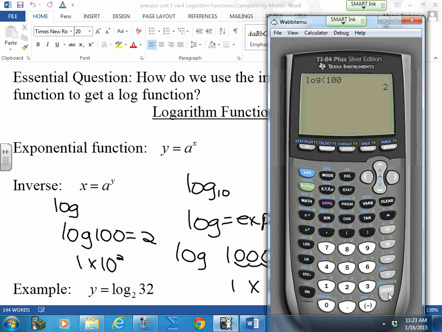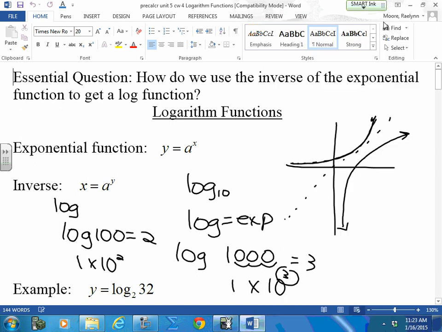My log of 0, can't do a log of 0. We're going to find that's where my restriction is. Can't do a log of 0. Can't do a log of a negative number. Look where my graph goes. Look where my domain is. From 0 to infinity. That's where my domain is. It's the complete opposite of your exponent.